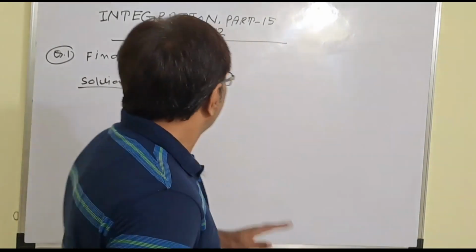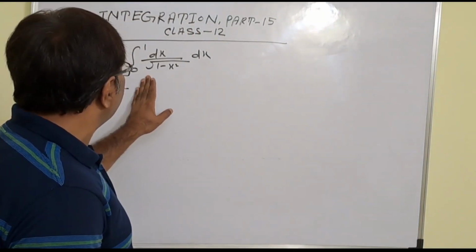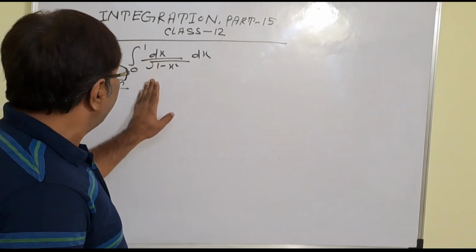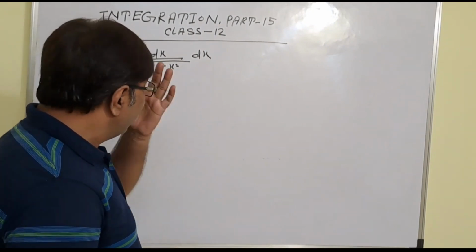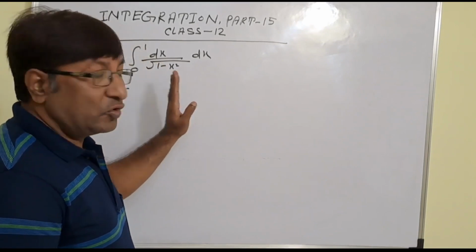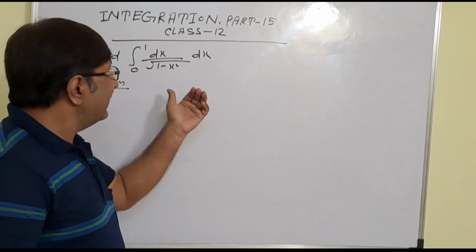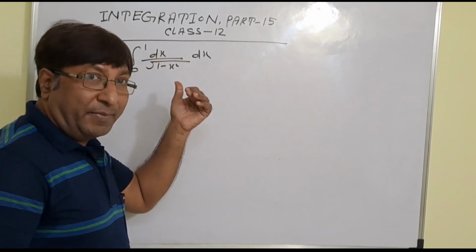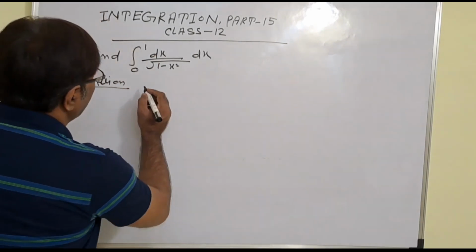Let us see. So here the question is: find the integration from 0 to 1 of 1 upon root under 1 minus x square dx. You know this is a definite integration. So the rule is: first you integrate the given function and then put the value of upper limit minus lower limit. Let us see, so here we are solving this question.